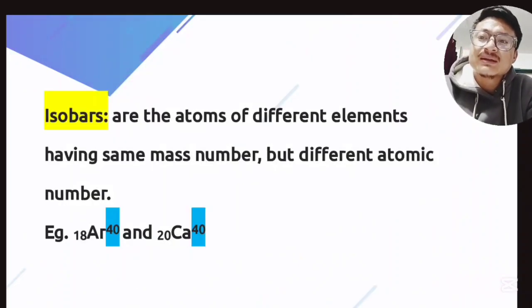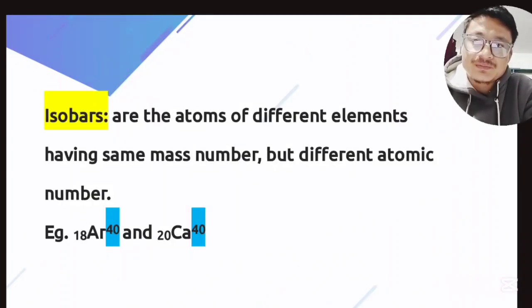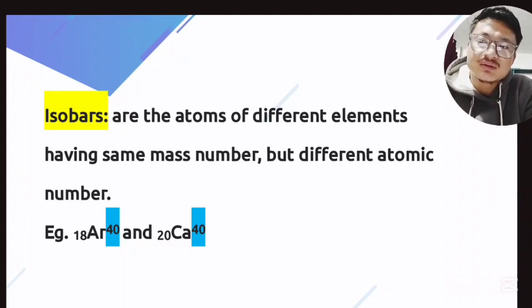Next we have isobars. Isobars means atoms of different elements having the same mass number but different atomic number. Isotopes have the same atomic number but different mass number. Now isobars are the opposite of isotopes. Isobars have the same mass number and different atomic number.